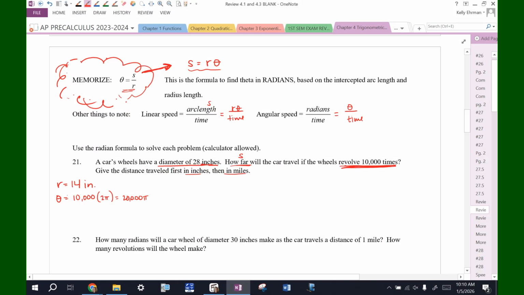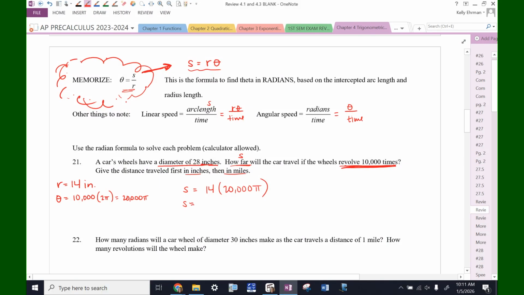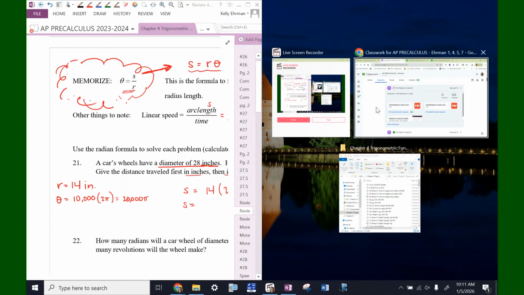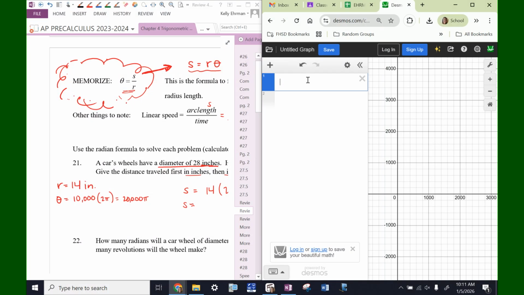So how far S will the car travel? S is equal to 14 inches times theta, R times theta, 20,000 pi. And this is first going to be in inches. So let's see what this comes out to. Let me get my screen split here onto Desmos. All right, so 14 times 20,000. Don't put a comma in. You can type the letters pi for pi. This is in inches, so let's go ahead and write this down.